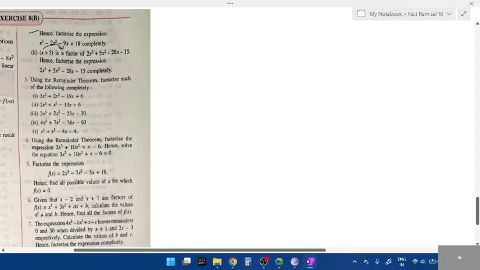Third question. Using the remainder theorem, factorize each of the following completely. How do you factorize, students? First question, 3x cube plus 2x square minus 19x plus 6. Is any x value given? No values are given. Use normal factorization, grouping method. Group it like this. No, you can't group. One minute.